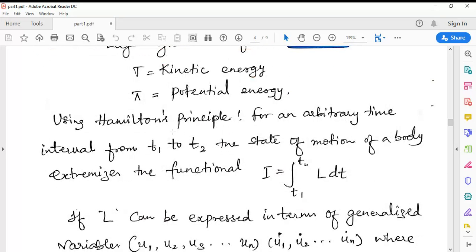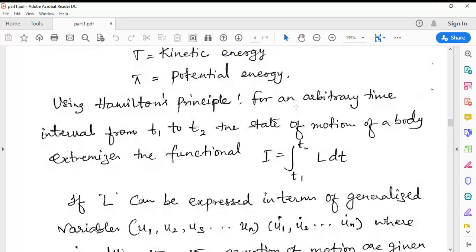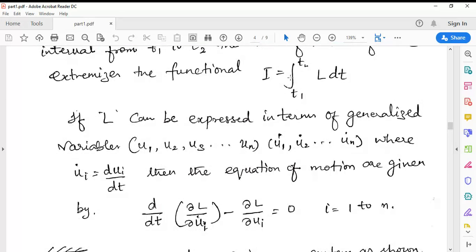Using the variational principle called Hamilton's principle, for any arbitrary time interval from t1 to t2, the state of motion of a body extremizes the functional I, which is the integral from t1 to t2 of L dt, the Lagrangian. Lagrangian is a function widely used in dynamic problems to characterize a dynamic system.